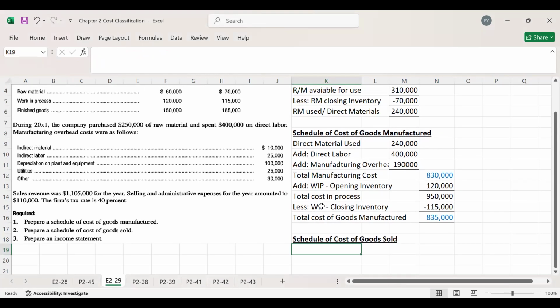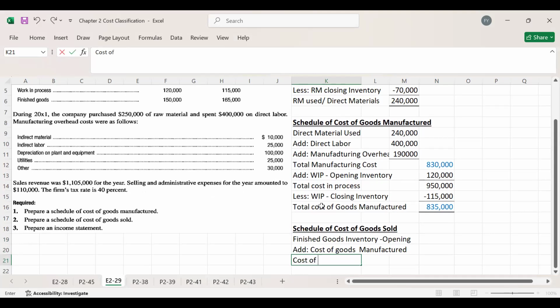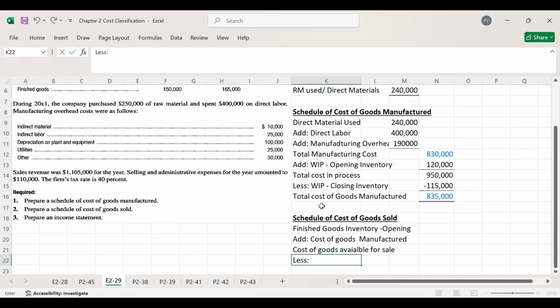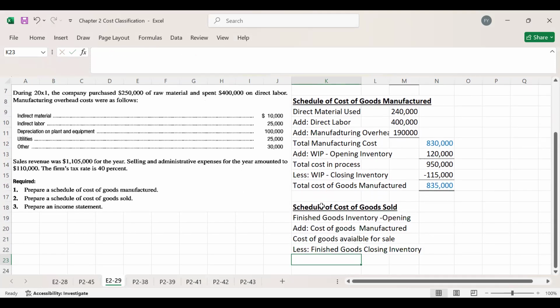While calculating cost of goods sold, we take finished goods inventory opening, then we add cost of goods manufactured in it in order to get cost of goods available for sale, and in last we will deduct finished goods closing inventory. So we will get cost of goods sold.